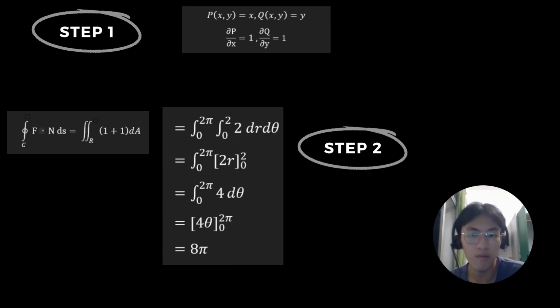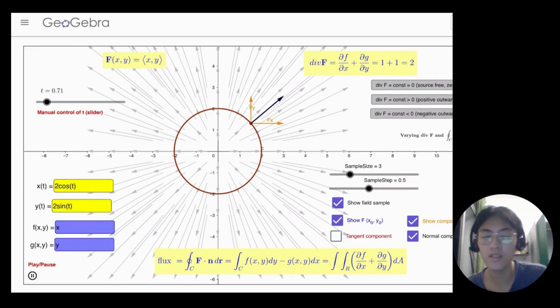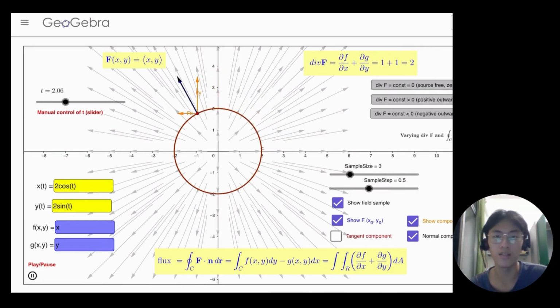So we substitute into the formula and we will get the double integral over R of 1 plus 1 dA. So we let it become dr d theta, where r is from 0 to 2, while theta is from 0 to 2 pi. After we do the integration, we get 8 pi as the solution. So this is the simulation using GeoGebra for this question of the flux form of Green's theorem, and you can have a look.